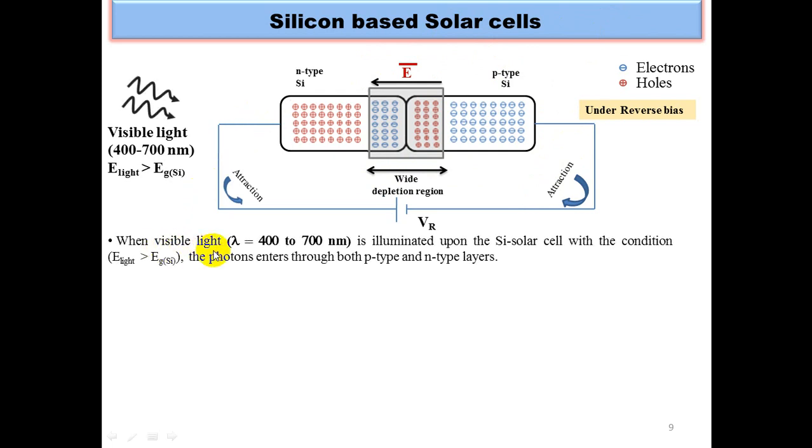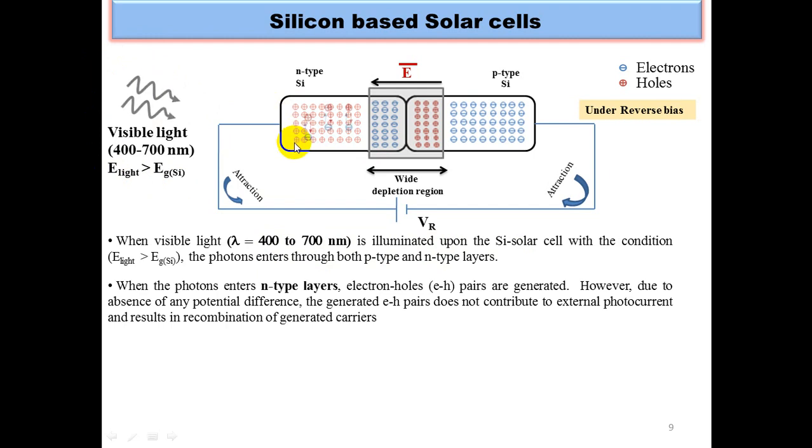So when visible light of wavelength 400 to 700 nanometer is illuminated upon the silicon based solar cell, with the condition that the energy of the incident light should be higher than the band gap of silicon, this light enters the n-type and p-type layers, and let us see what happens. When visible light enters the n-type silicon, it generates electron and hole pairs, but however this n-type layer does not have any potential difference.